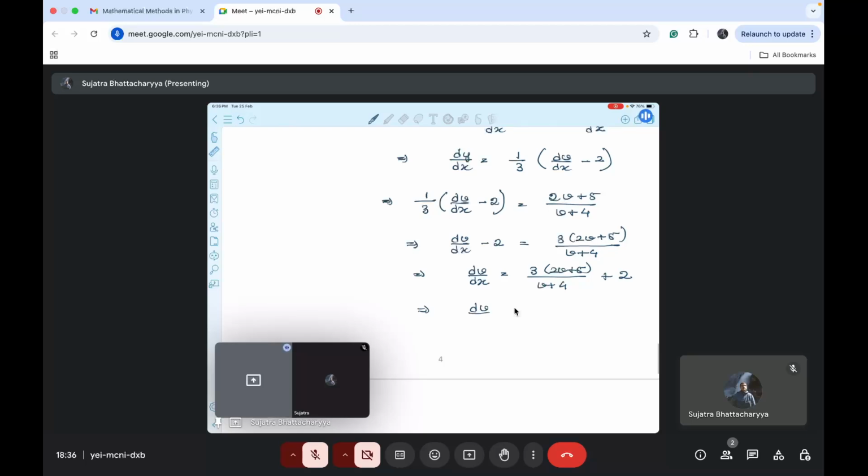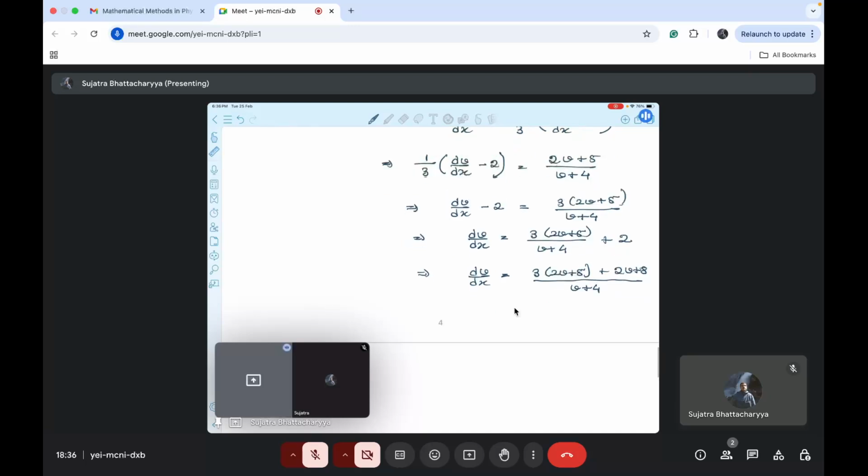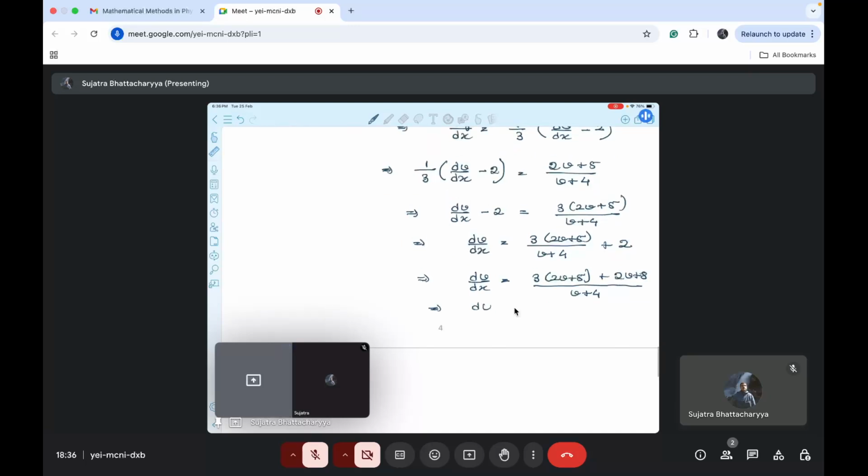Solve the right hand side properly, and you get 3(2b plus 5) plus 2b plus 4, which gives you (2b plus 8) divided by (b plus 4). All right, this is done. Almost. We are converting it into the linear or variable separable method. You can see that on the right hand side, mostly all the terms are in V, whereas on the left hand side, you have dV/dx. So you can clearly see that the variable separable method can be used here.